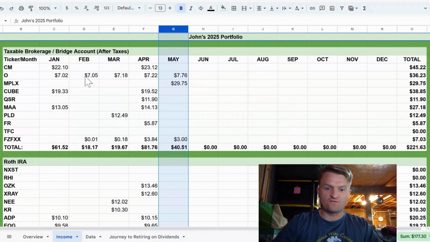As you can see, we are on the upward trend for O, which is pretty cool. Our next paycheck was MPLX, which is an MLP, a Master Limited Partnership. It's a specialty kind of company like a REIT. MLPs are typically for energy, like oil and drilling and stuff like that.